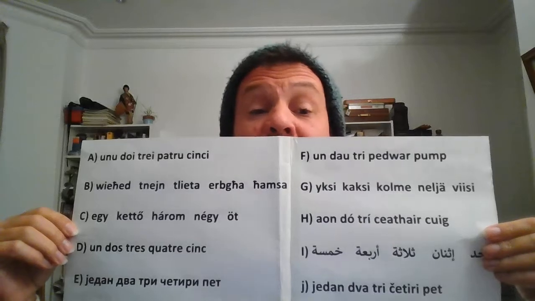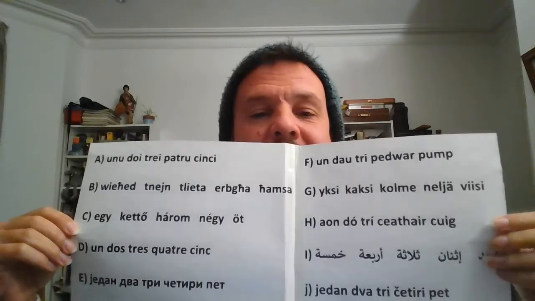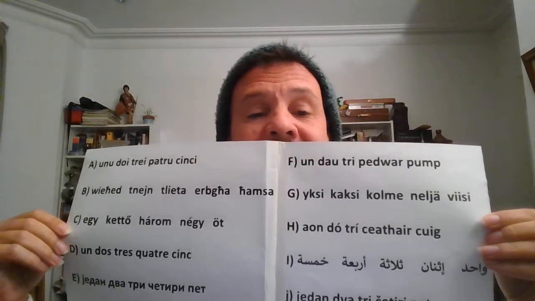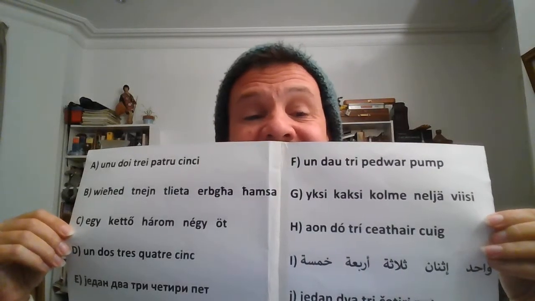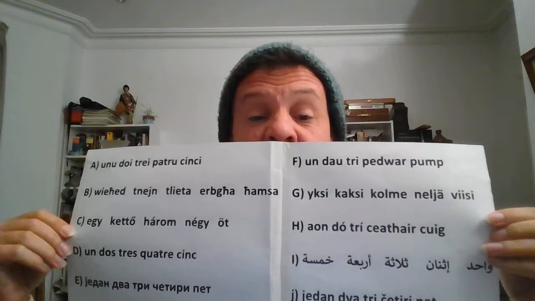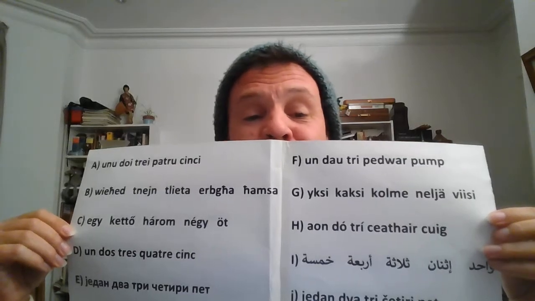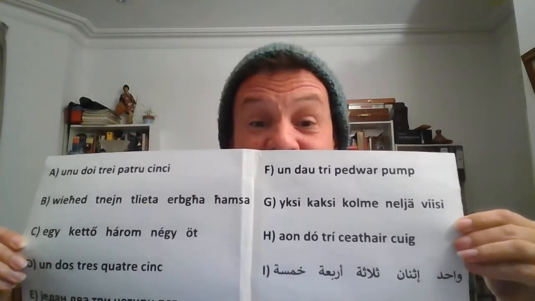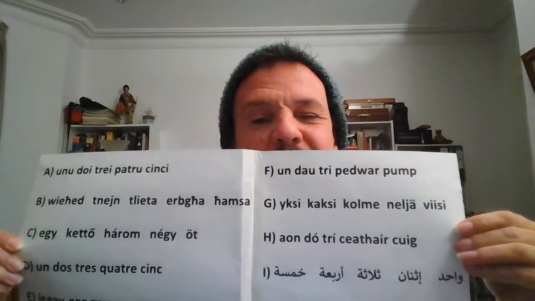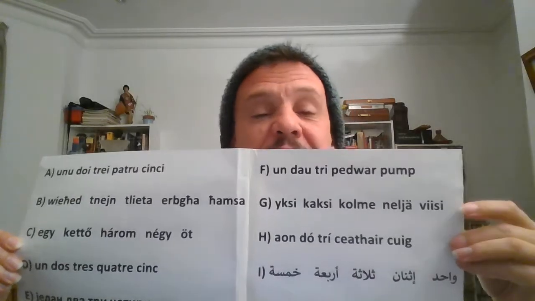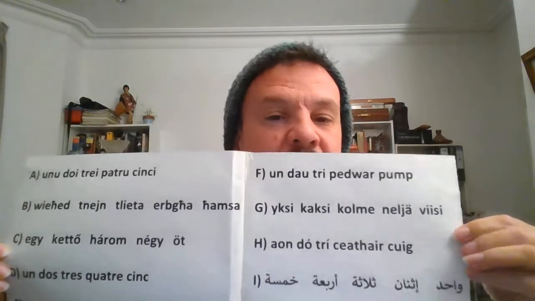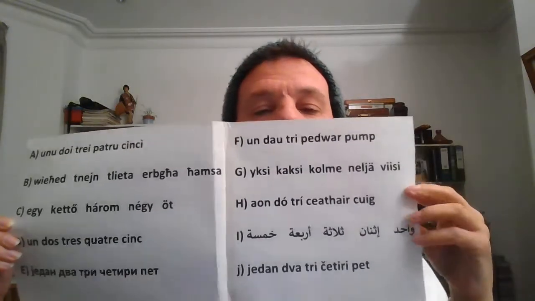Indai, tri, pedwar, pimp. That's F at the top here. That's Welsh. Iksi, kaksi, kolme, neljä, viisi is Finnish. On, do, tri, kather, koik. Again, it's difficult to do this backwards. Is Irish. It's not Scottish. It would look different in Scottish. If you said Gaelic, you can have the point, but Irish is the correct answer.